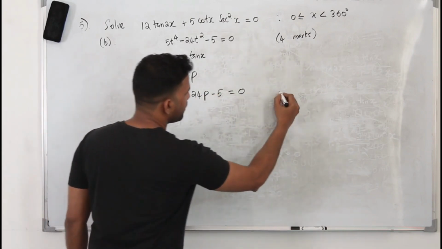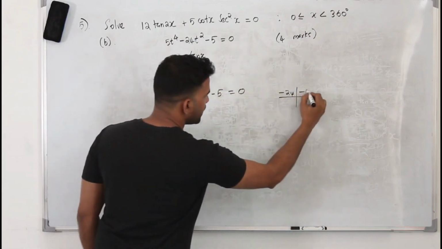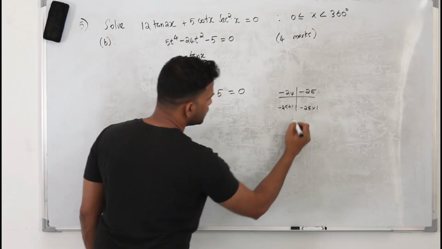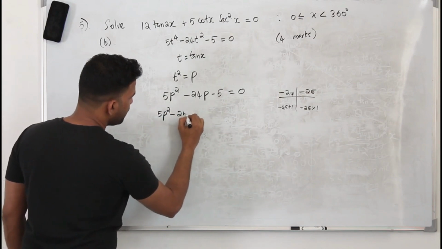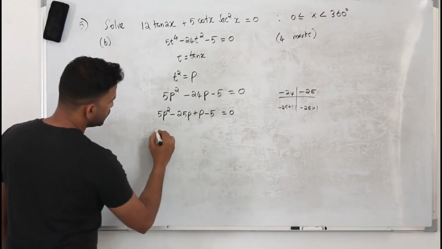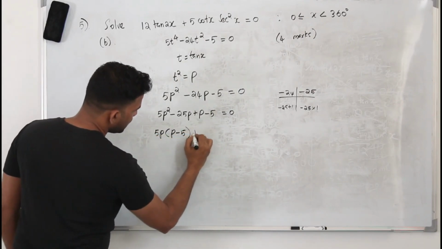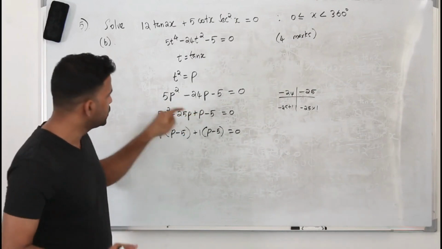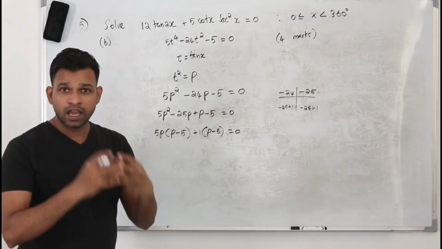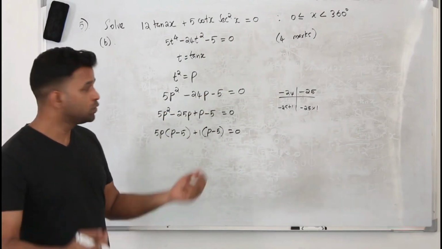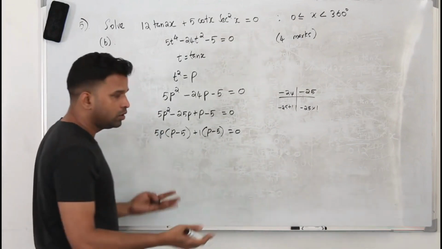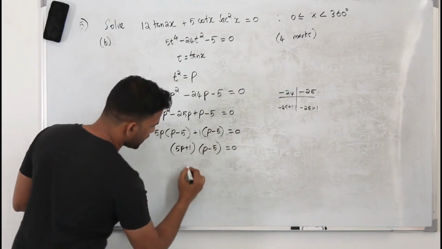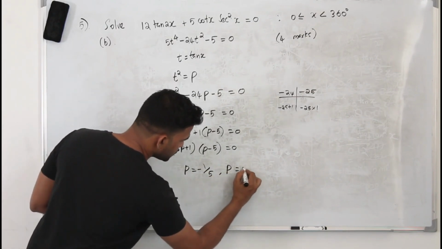I'm going to use the product sum method. You have minus 24 and 5 times minus 5 is minus 25. So the two numbers are minus 25 and plus 1. So you get 5p square minus 25p plus p minus 5 is 0. So 5p into p minus 5 plus 1 into p minus 5. If you have your calculator, you don't need to do all these steps. You go to the quadratic function, key in your values of a, b and c, and the calculator straight away gives you the two solutions of this quadratic equation. If you don't know how to do that, you need to do all these steps. So you have 5p plus 1 into p minus 5 is 0. So I got two values, minus 1 upon 5 and positive 5.